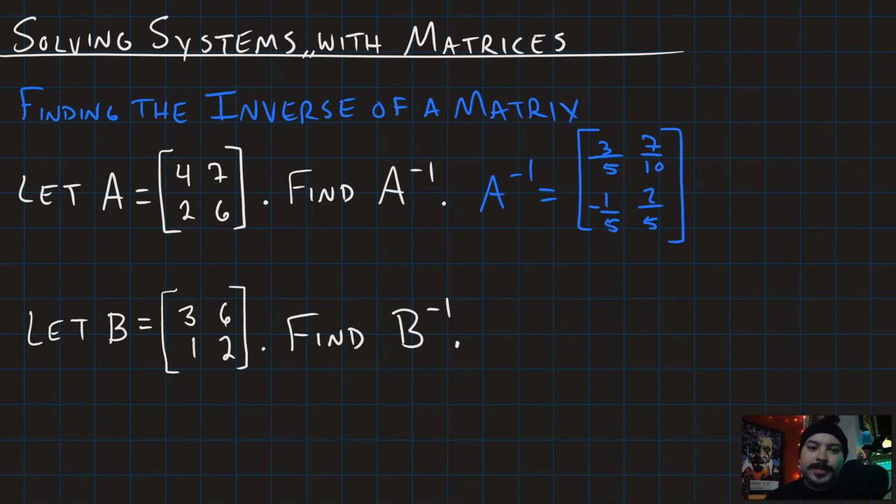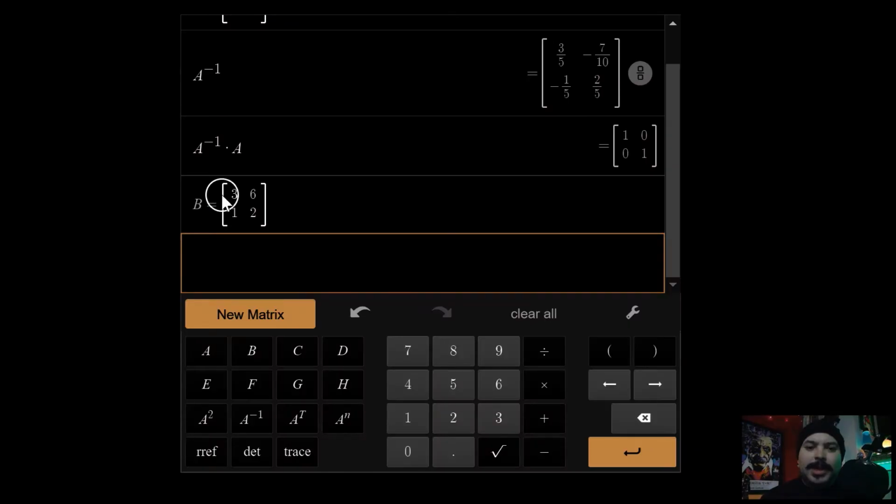Let's try another one. This time we're going to let this 2 by 2 matrix be called the matrix B: 3, 6, 1, and 2. Let's see if we can find B inverse using the matrix calculator. After entering our matrix B, we can type in B raised to the -1 power, B inverse.